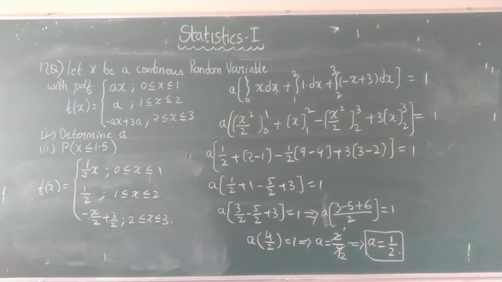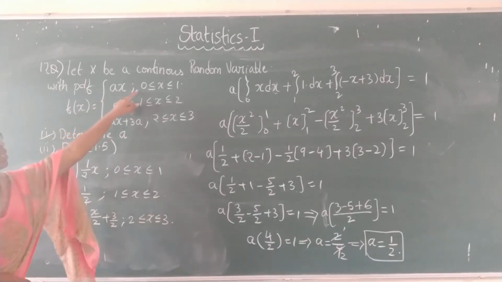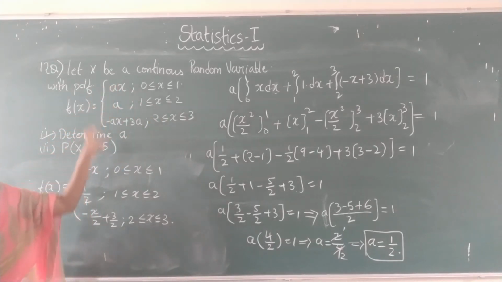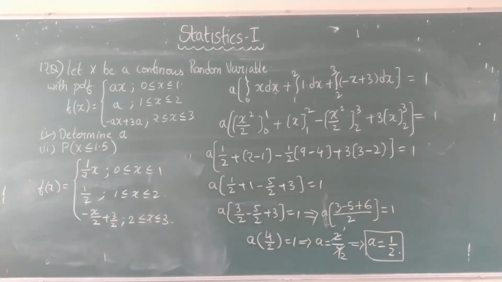So in this way, if the given PDF is divided into 3 parts or 4 parts, you can find the constant also by considering the condition that the total area under the curve will always be 1. So total means from 0 to 3. You have to add all the functions, and the integration of all the functions should be equals to 1.